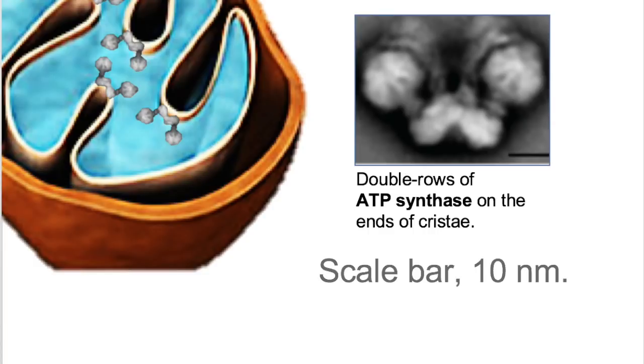You will recall that the inner mitochondrial membrane is thrown into a series of folds that are called cristae. ATP synthase is found in double rows at the ends of these cristae, and it is thought that ATP synthase dimers actually help to form cristae and maintain their structure.